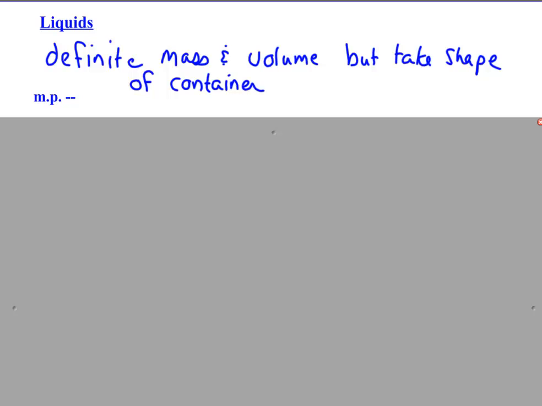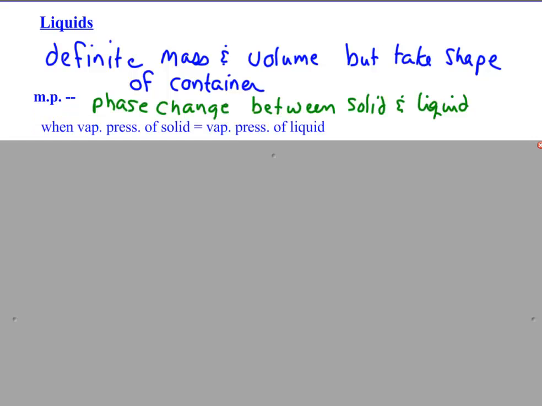We're going to start with the phase change going from solid to liquid, so that is referred to as the melting point. We need to define the melting point in terms of some specifics that we can also use to define boiling point. So the melting point is the phase change between solid and liquid, and we define phase changes in terms of vapor pressures. So the melting point of a solid is when the vapor pressure of that solid equals the vapor pressure of the liquid. Now you may not have thought about solids as having vapor pressures, but they do.